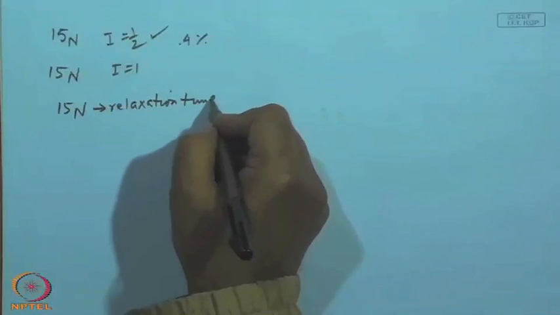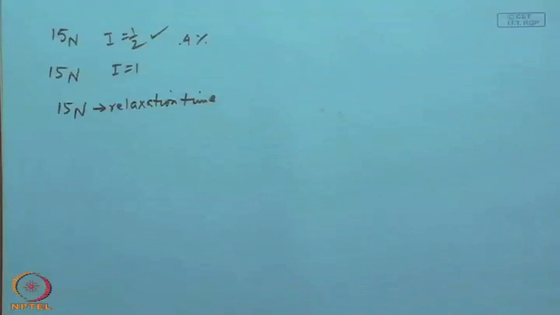Any case, there is another disadvantage actually. The disadvantage with nitrogen-15 NMR is that the nitrogen-15 relaxation time is pretty high. What is the relaxation time of hydrogen, let us say? These are all common vocabulary taken from the NMR course. What is the relaxation time of hydrogen, and of carbon, roughly?